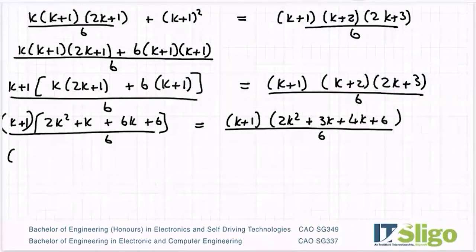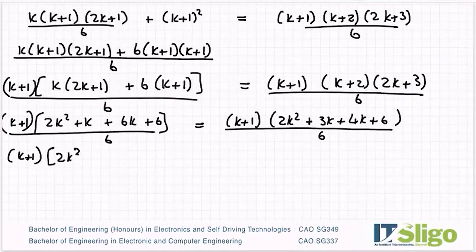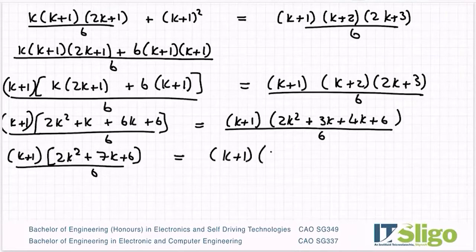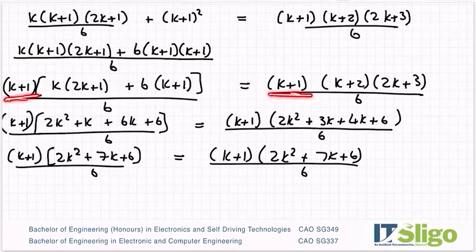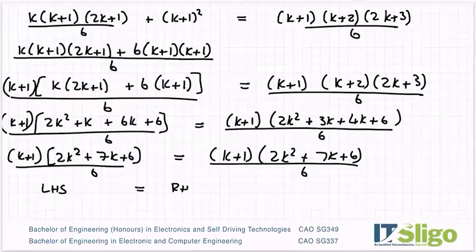So I have k plus 1 times 2k squared plus 7k plus 6 all over 6 being equal to k plus 1 times 2k squared plus 7k plus 6 all over 6. Okay, and the reason I just didn't multiply it out is just because it's quite long. So I left the k plus 1 there because it was quite a common one on both sides, and just multiplied the rest out. Okay, so now I can say that the left-hand side equals the right-hand side.